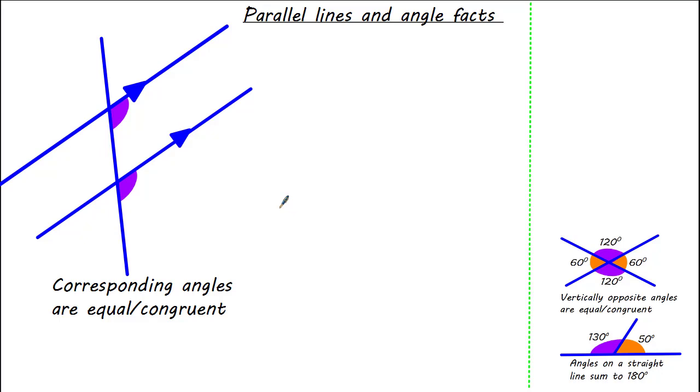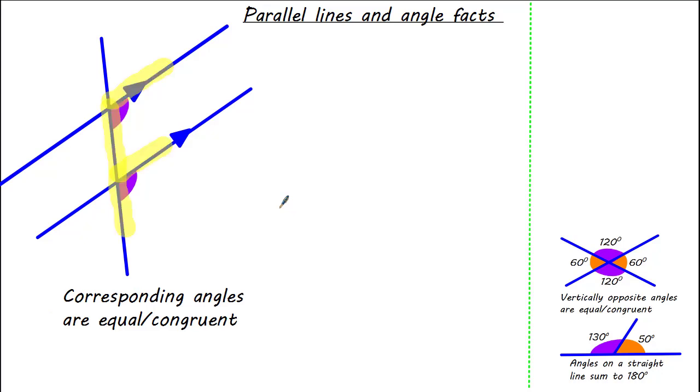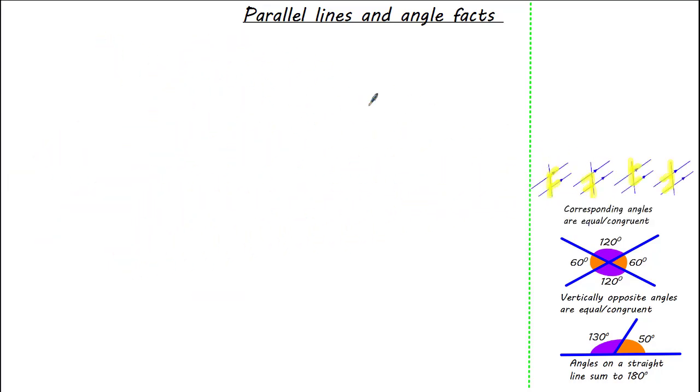A nice little trick is to look for an F shape, where the arms of the F are on our parallel lines, and the corners of the F are our corresponding angles. This F can be rotated or reflected, but the corresponding angles still remain in the corners of our F. Putting this aside, we now have 3 angle facts.